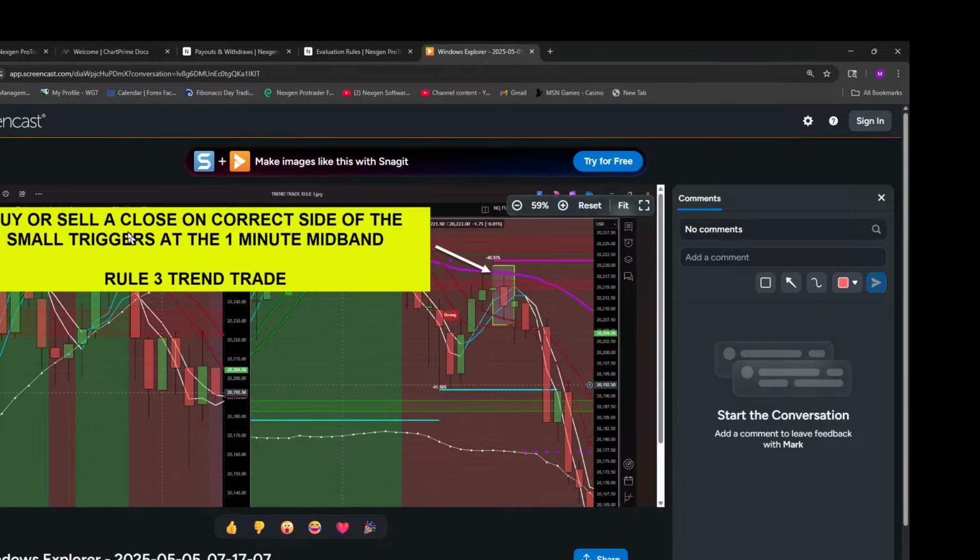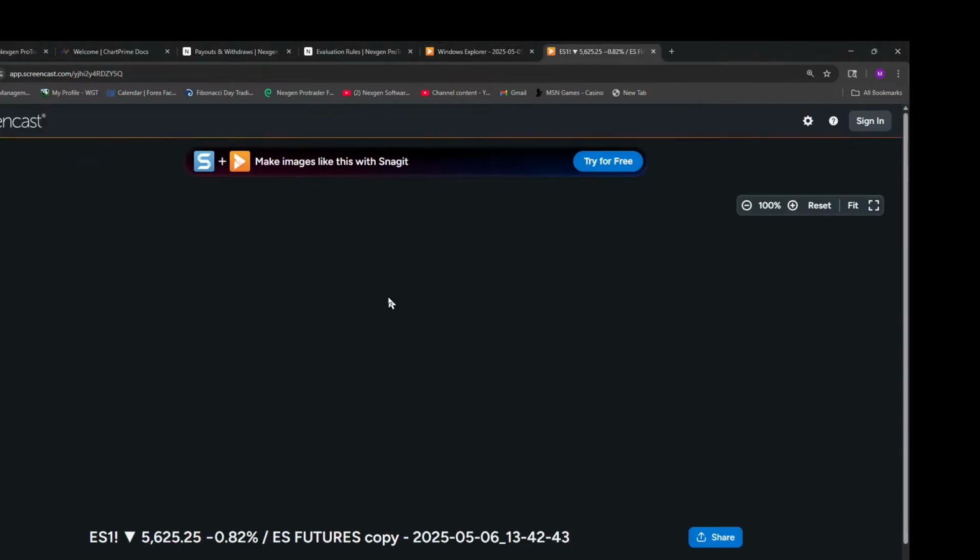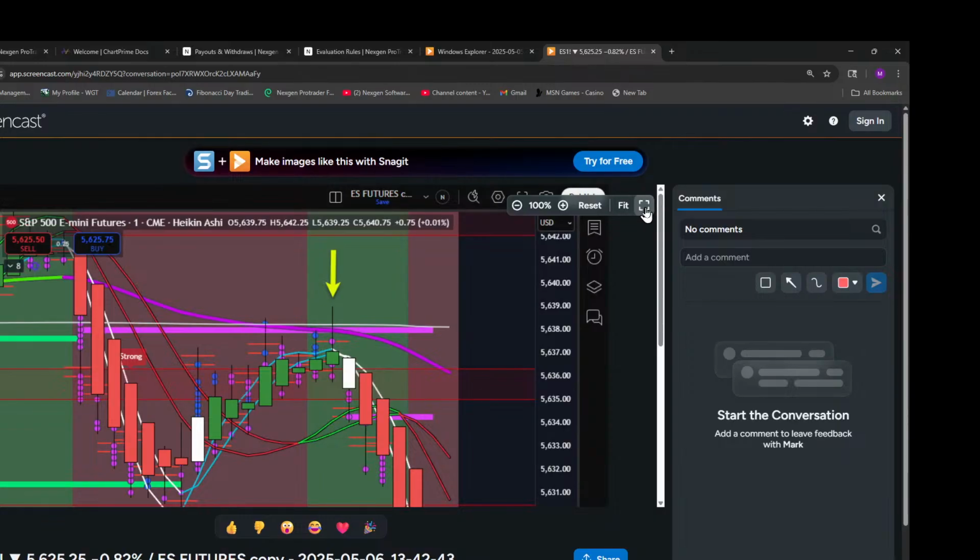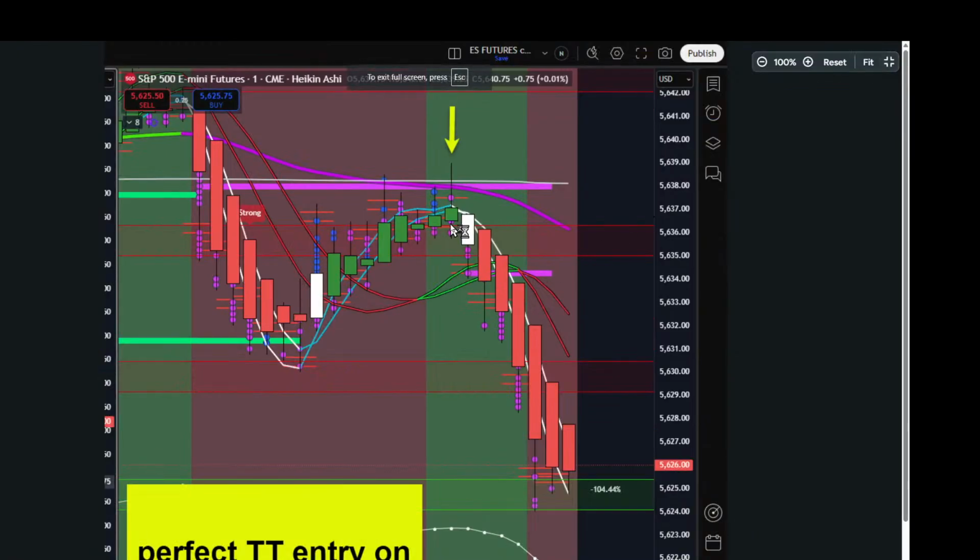And there it is right there. Buy or sell a close on the correct side. And that's what gets you in. That's rule number 3 for the trend trade. And Jerry, these are all in that spreadsheet. But this is a good one just to help you get the visual. You can see 1 minute, 2 minutes, 3 minutes, 4 minutes. It's really 5 minutes almost from the time you hit the mid-band until the time you're getting in.